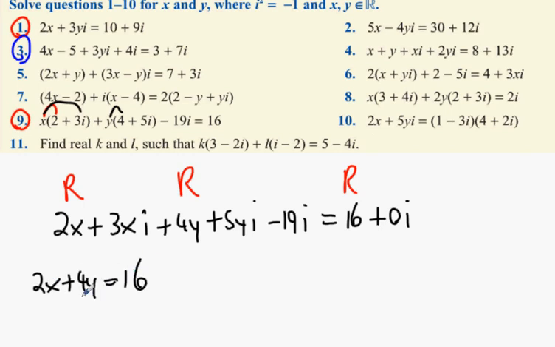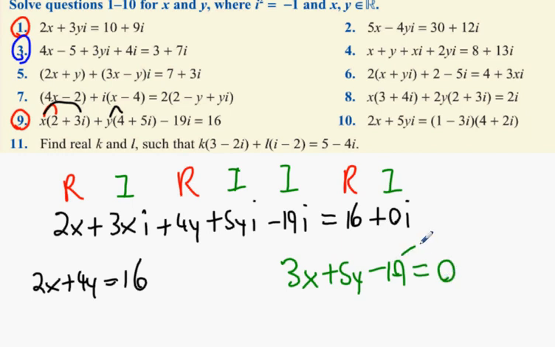Now, what type of equation does that look like? A simultaneous. How did you recognize it as a simultaneous equation? There's two letters, x and y, and there's no x squared and no y squared, so it's a simultaneous. How many equations do you need to work a simultaneous equation? So there has to be another one. The imaginary parts: 3x plus 5y minus 19 equals 0. What happens to 19? So 3x plus 5y equals 19.